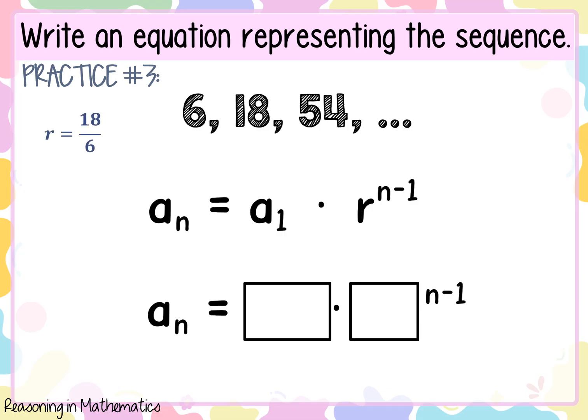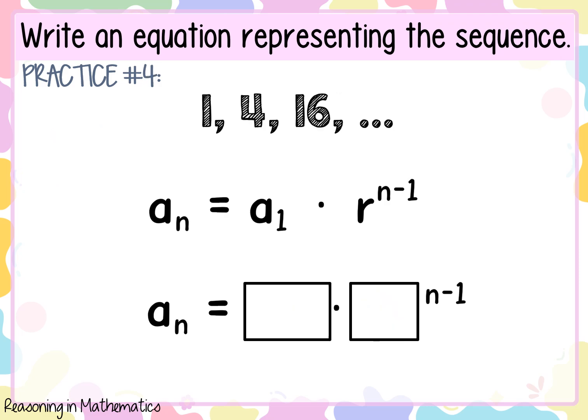Practice number 3. Find our common ratio. 18 divided by 6 is 3. The first term goes here, 6. The common ratio goes here, 3. And we are done. Practice number 4. 4 divided by 1. Kind of silly to show that work. R is 4. The first term goes here, which is 1. The common ratio goes here, which is 4. And we have our general formula.